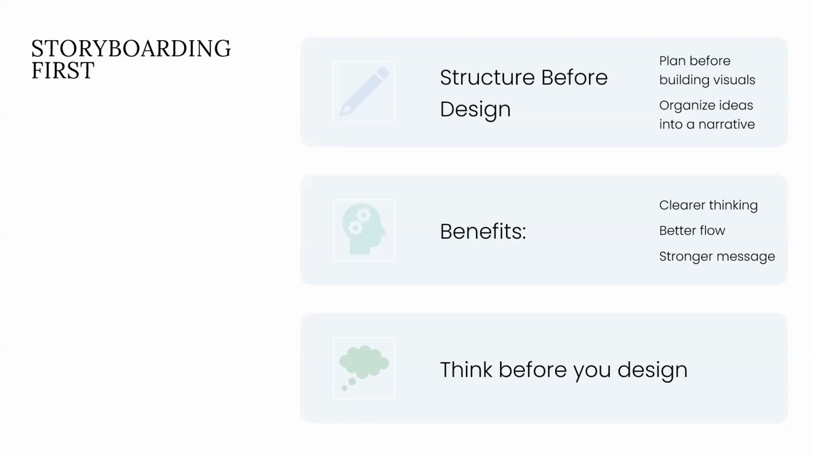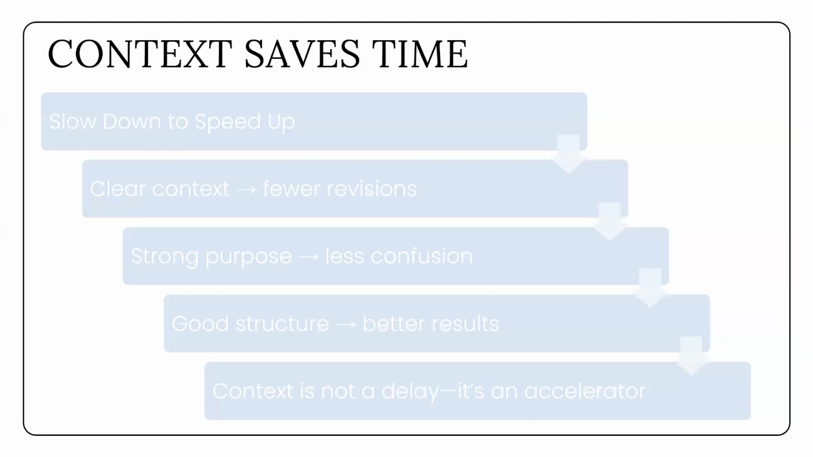Low-tech methods support better thinking. When structure is designed without software constraints, focus shifts from appearance to meaning. This leads to stronger narratives, clearer logic, and more coherent communication. Although context may feel like a delay, it's an accelerator. Clarity at the beginning reduces confusion later. Well-defined purpose reduces revision cycles. Clear structure reduces wasted effort. Strong framing prevents misalignment.